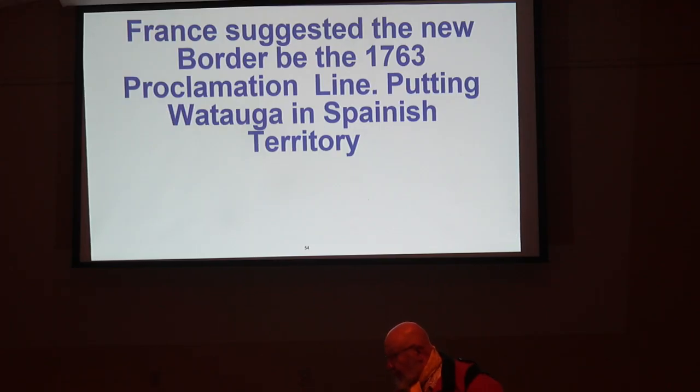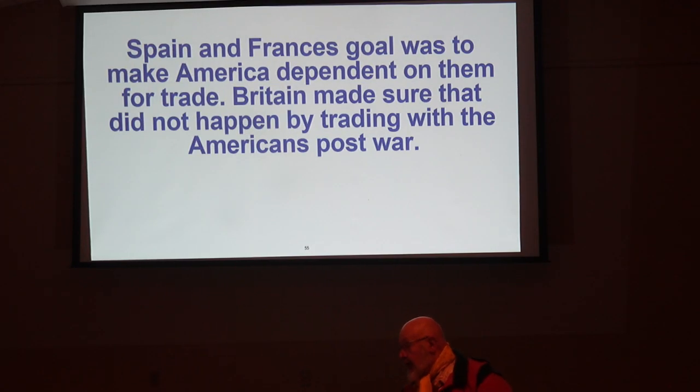The British kind of pulled a fast one on the Spanish and the French. Spain and France's goal was to make America dependent on them for trade. Britain made sure that didn't happen by trading with the Americans post-war. And if you look at the map, well, we're not at the map yet. Let's get to the map.